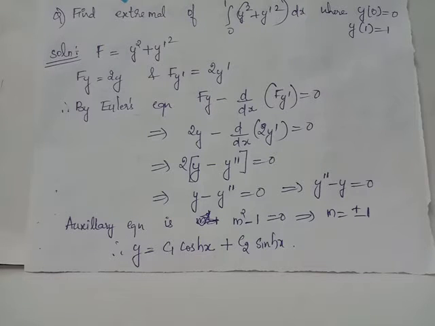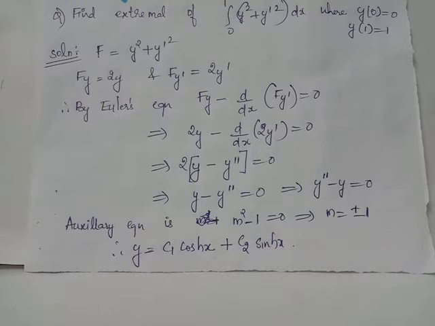By Euler's equation, we have fy minus d by dx of fy dash equals 0. That is 2y minus d by dx of 2y dash equals 0. 2 can be taken outside and we have 2 times y minus y double dash equals 0. This is because d by dx of y dash is y double dash. When you divide both sides of this equation by 2, it becomes y minus y double dash equals 0.